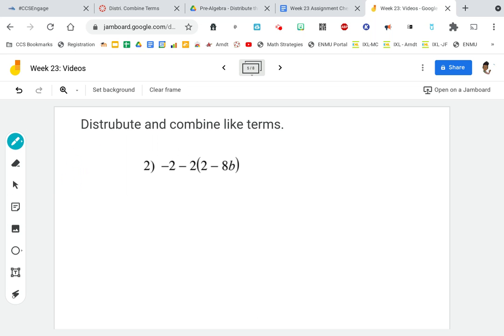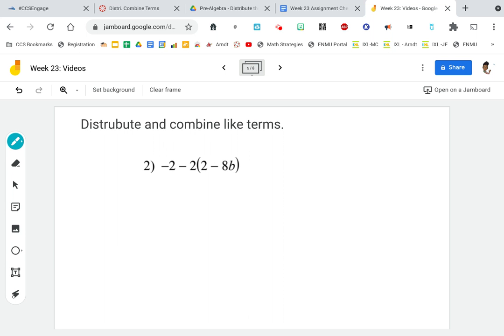So last week we learned how to combine like terms. Remember, like terms had the same variable with the same exponent. And then at the beginning of the week, we did a review of adding, subtracting, multiplying, and dividing positive and negative numbers. And next we talked about distributing. So today we're going to have to put all of that together to distribute and combine like terms.